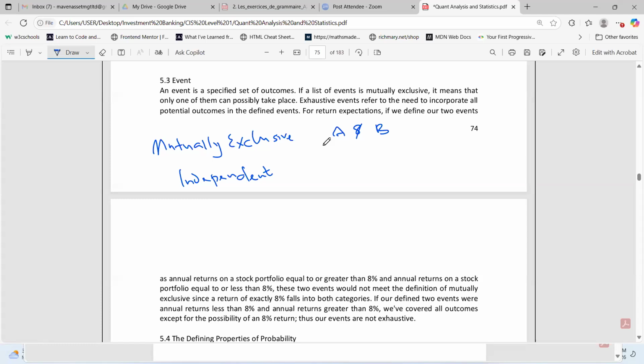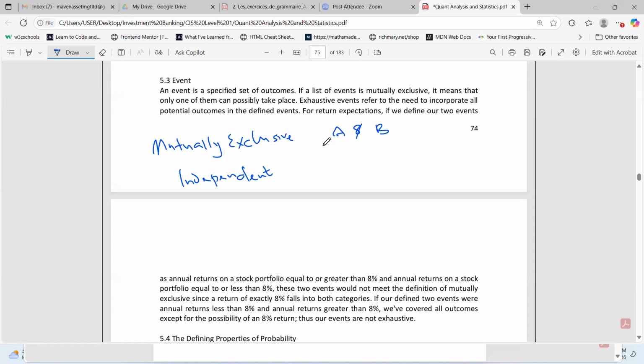Let me make it easier for you. Start with independent events. When I say A and B are independent events, what does that mean? It means the outcome of A is not dependent on the outcome of B. They are existing individually. There's no better way of saying it. The outcome of A is not dependent on the outcome of B.